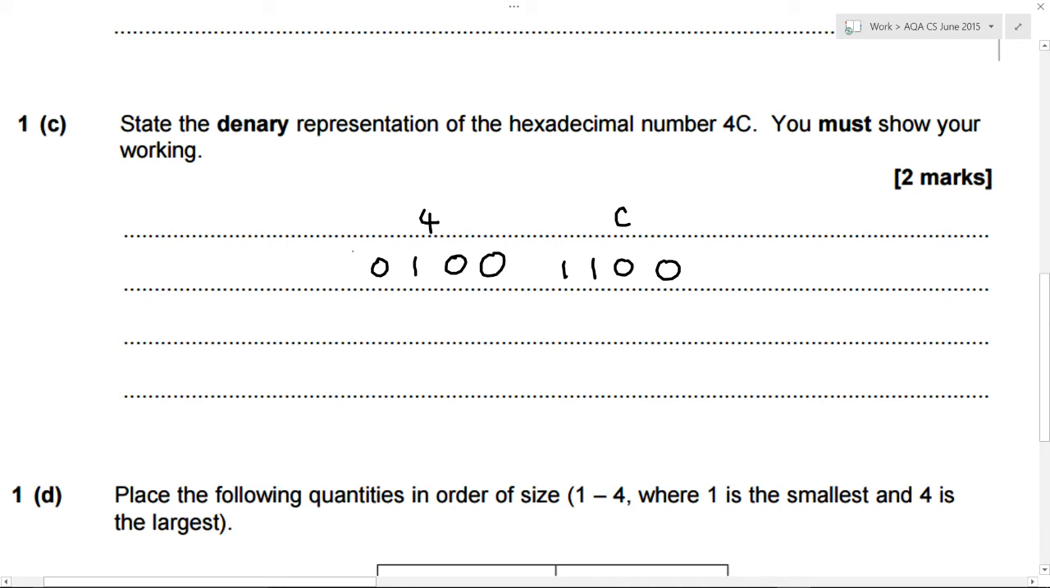Final stage, just treat these separate nibbles, these separate 4 bits, as one 8-bit number now, and add them all together. So all the numbers with a 1 underneath are the ones we'll add together. Each bit, we need to work out what they're worth. That's a 1, a 2, a 4, an 8, a 16, a 32, and a 64. So we've got a 64 plus an 8 plus a 4. Add those together. So 64 plus 8 is 72, 72 plus 4 is 76. That should be your answer.